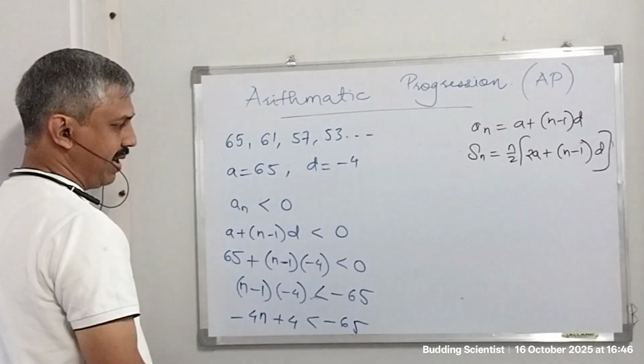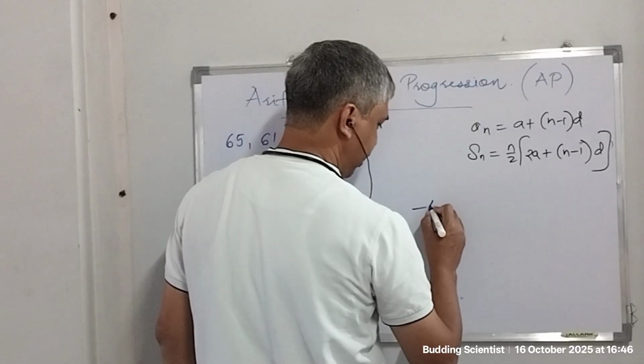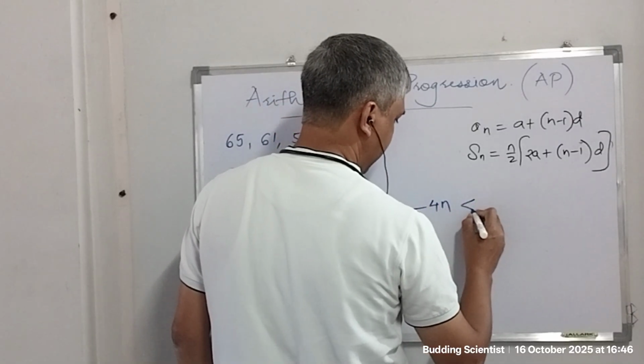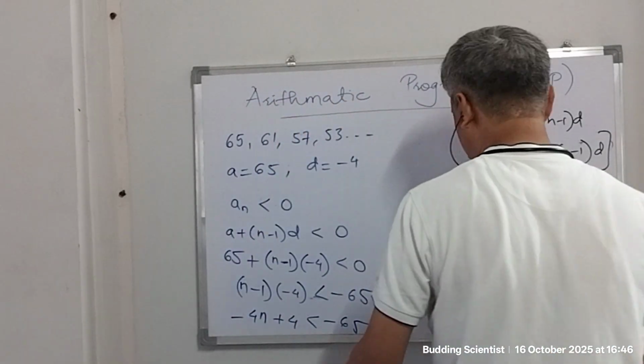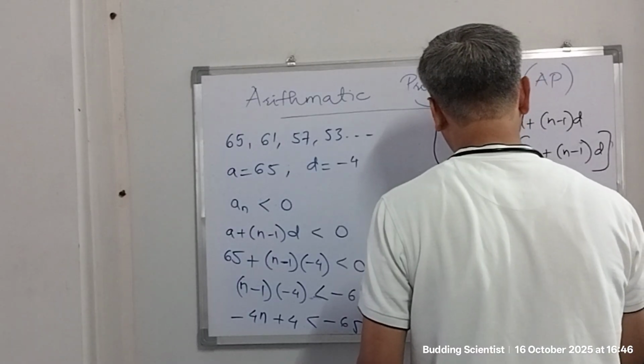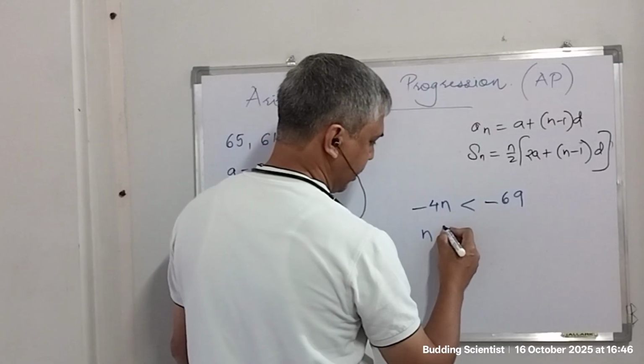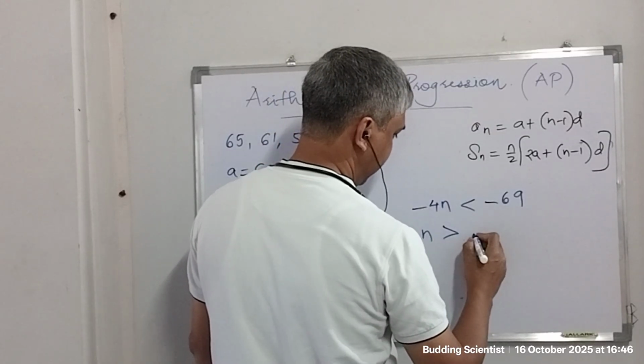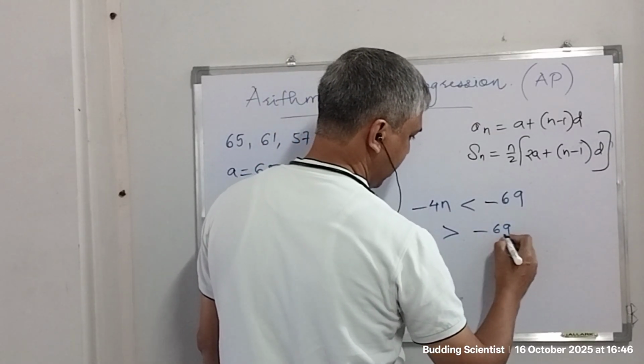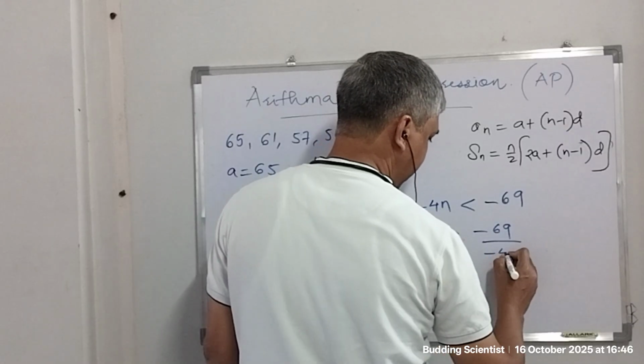प्लस 4 भी वहाँ पे माइनस चला जाएगा. Minus 4n is less than minus 65 minus 4, minus 69. So we have n is greater than minus 69 upon minus 4.